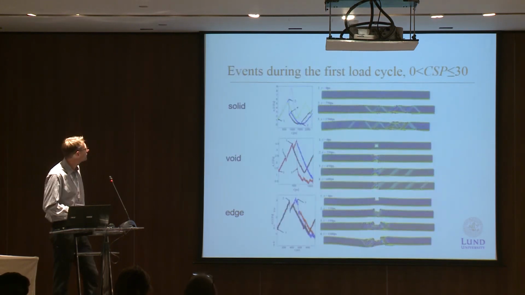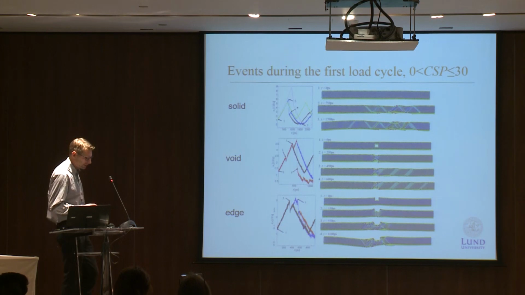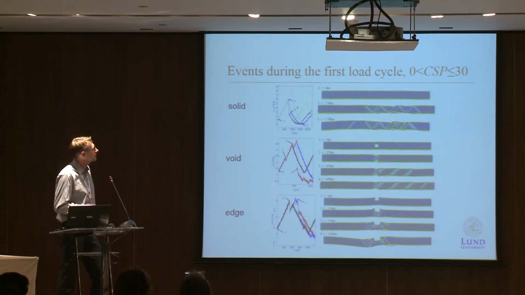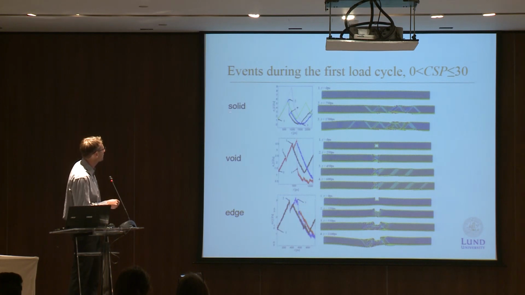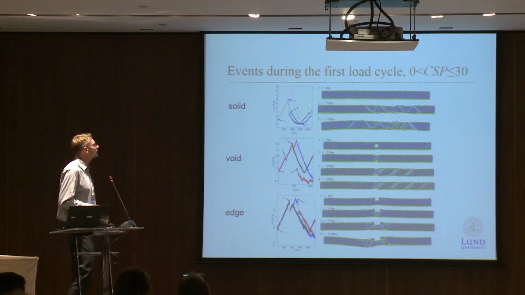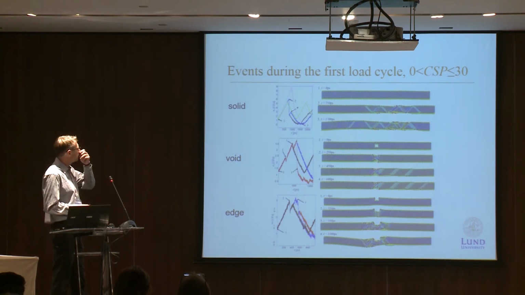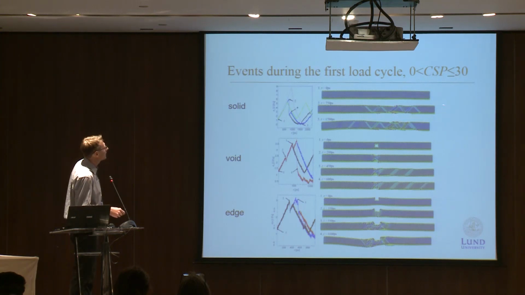So now I'm going to show you what really happens inside the material. These are some events during the first load cycle to try to understand what happens, both for the solid beams, void case, and the edge defect. So we start with the solid beams here, and we look at the blue curve here. The first picture here is a snapshot of the atomic positions and the centrosymmetry parameter. This is after relaxation, and this is at the first event that happens, this drop in the load curve.